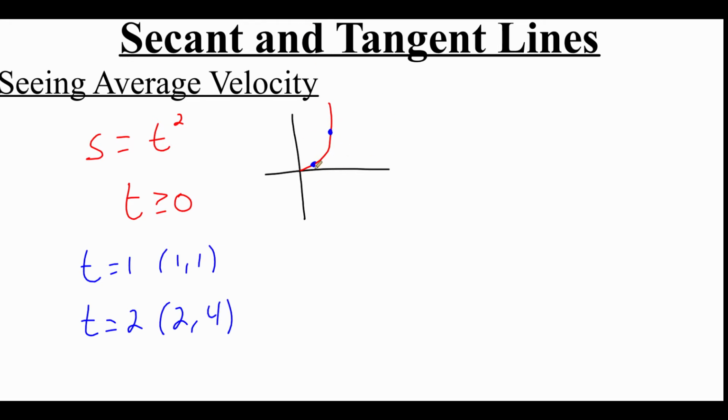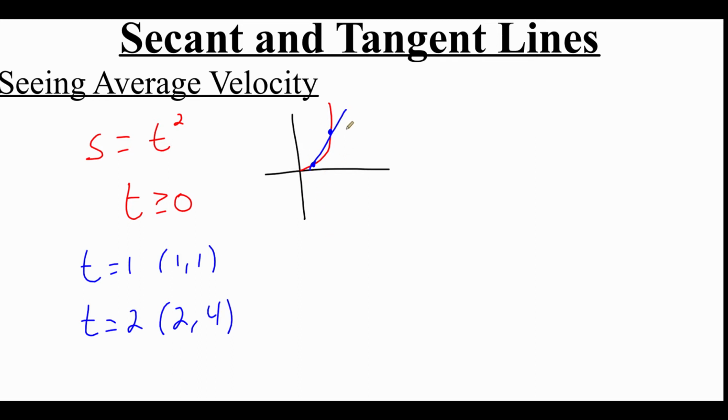Now what I'm going to do with those 2 points that we just plotted out is connect them with a straight line. And that straight line is going to represent the average rate of change, or the average velocity. Now this line is called a secant line because it's intersecting our graph at 2 points.